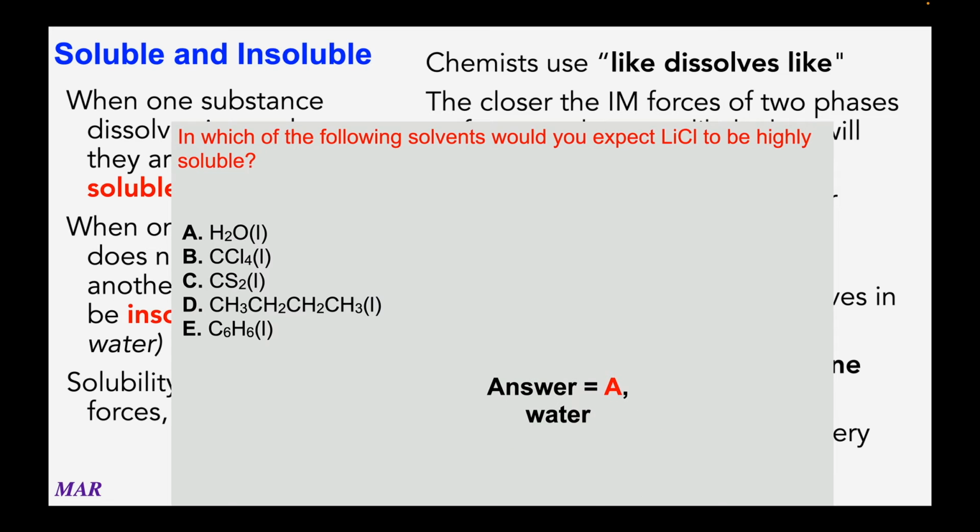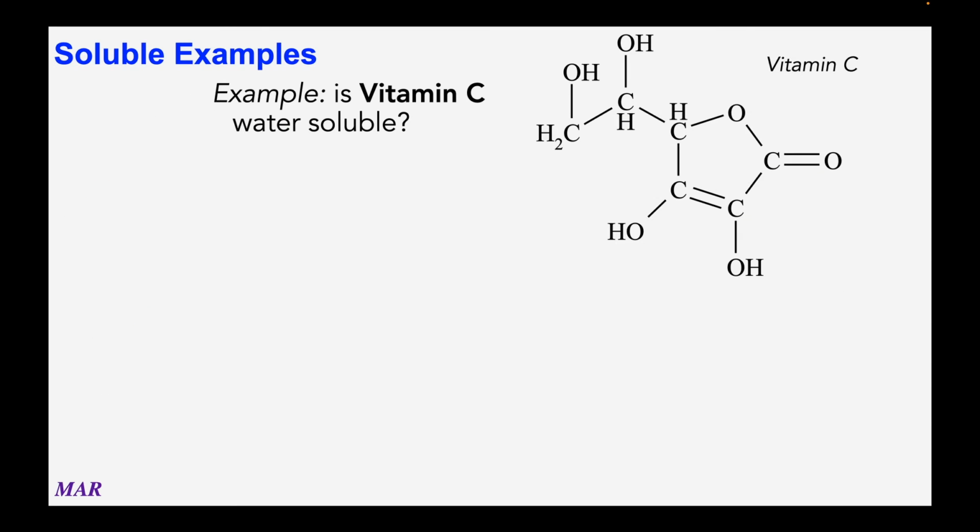So big surprise, it's going to be water. Lithium chloride is ionic. Water is polar with hydrogen bonds. So when they come together, it's easy to make the ion dipole force, which is pretty strong. The other compounds down there are essentially nonpolar. So they would use induced dipole forces, which are much weaker, of course, than the ion forces and the hydrogen bonding forces. To further your knowledge of this area, here are some examples.